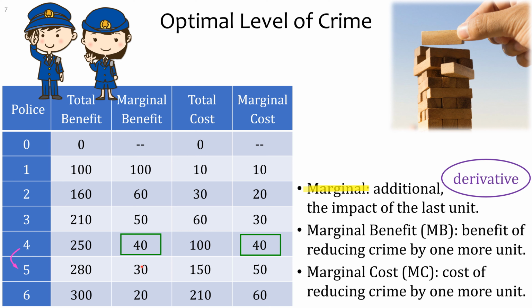And if you look at the table, you can tell where it is. It is when the marginal benefit and marginal cost are equal. That is the optimal level of crime prevention.